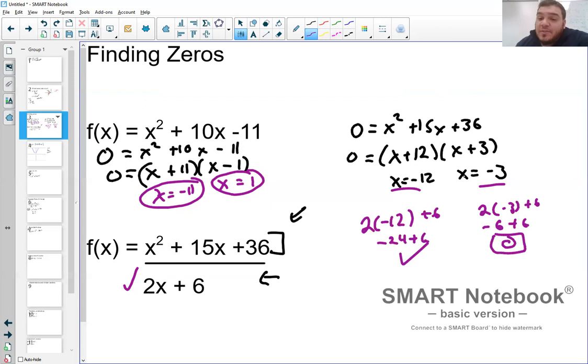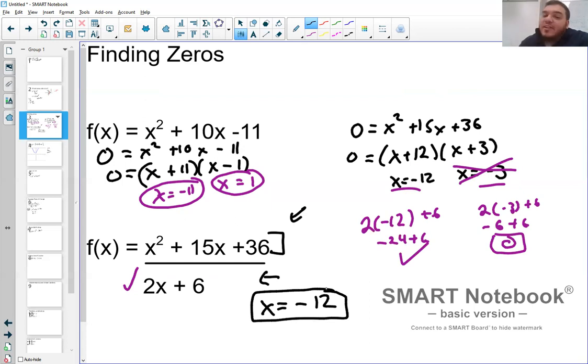Because that causes it to be 0, even though the top would be a normal 0, this cannot be your answer. So in this case, for the second question here, the only answer you could use is x equals negative 12, because negative 3 does not pass the test. So you use the top and find the zeros normally. Then you use the bottom to check if it's okay. If it's not okay, then you just stop right there.